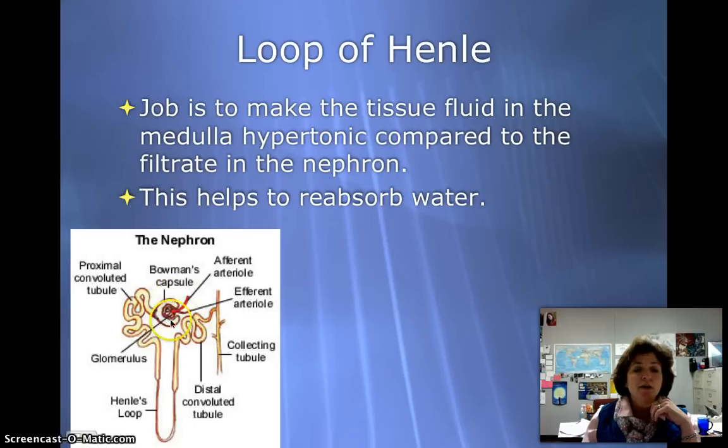So we've talked about our filtration happening here, our reabsorption happening here, and then a really key thing occurs in our loop of Henle, and this is in balancing our water amounts. The job of the loop of Henle is to make the tissue fluid in the medulla hypertonic. Remember diffusion concepts? Hypertonic means it has more dissolved substances in the fluid than what you're comparing it to: more dissolved substances, less water, compared to the filtrate in the nephron. And this is going to help to reabsorb water.